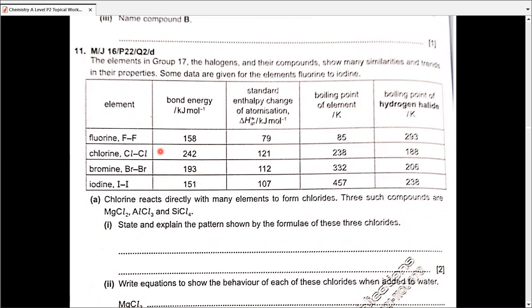Part A says chlorine reacts directly with many elements to form chlorides. Three such compounds are MgCl2, AlCl3, and SiCl4. Number one, state and explain the pattern shown by the formulae of these three chlorides.